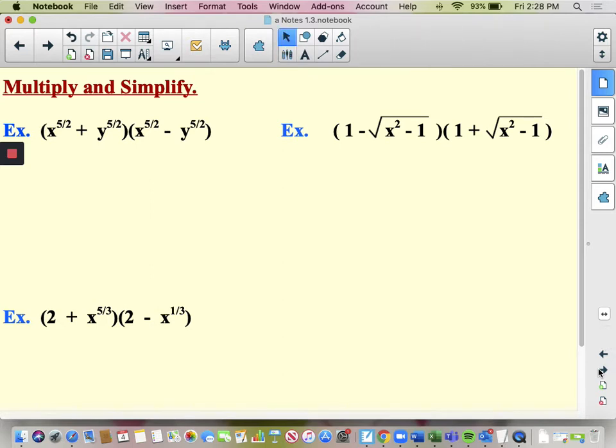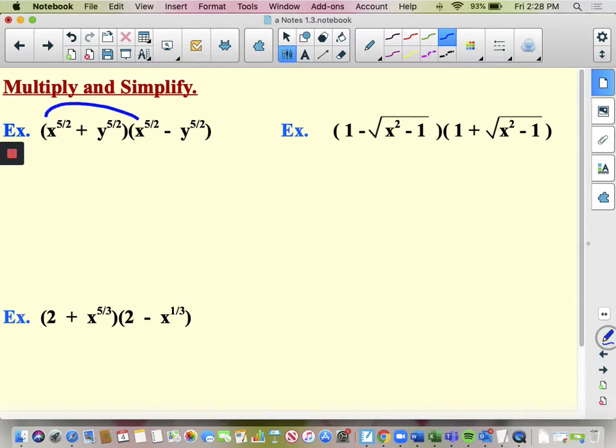So on the first example, you're multiplying, so FOILing the first term times the first term. Well, when you take x times x, just ask yourself, what do I do with those exponents? Well, x times x is x squared, which means I'm adding the exponents. So x to the 5 halves times another x to the 5 halves. If you add the exponents, you get x to the 10 halves, right? Which of course is x to the 5.